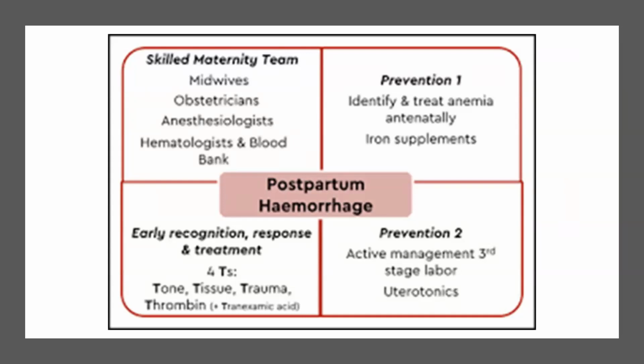Earlier on, recognize patients who are anemic antenatally. Remember, anemia is the twin of postpartum hemorrhage. If you are anemic antenatally, you're most probably going to have postpartum hemorrhage. So treat anemia, give patients iron supplements, and for active management of the third stage of labor, you give oxytocin. If that does not work, you go to the next step. Early recognition and response to the treatment.